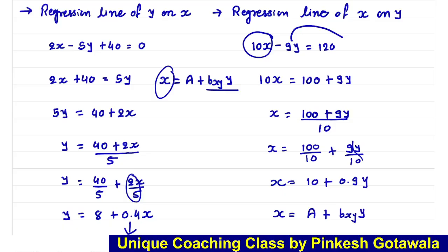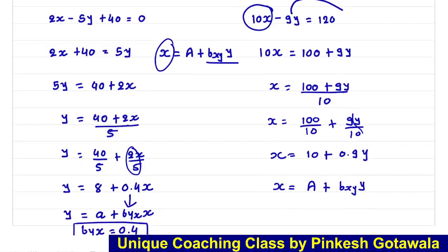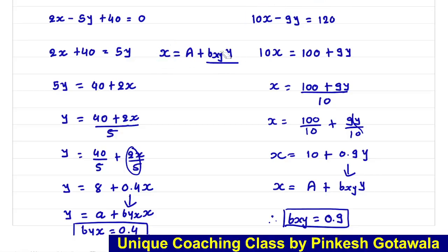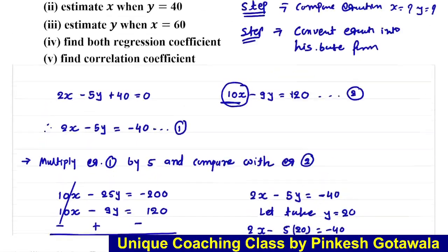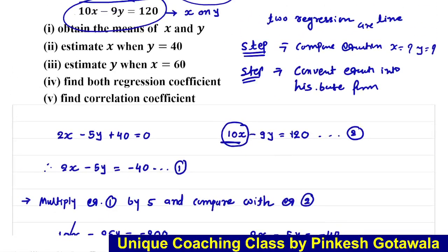And I told you by this calculation what we get? Coefficient of regression means b value. So here we come to know what would be the value of b_xy, that is 0.9. Clear? Okay, so by this calculation we get the answer of b_yx and b_xy. So first do this step, compare x and y, compare both equations, so we get value of x and y. And the second, convert the equation in its base form, so you will get the answer of b_xy and b_yx.